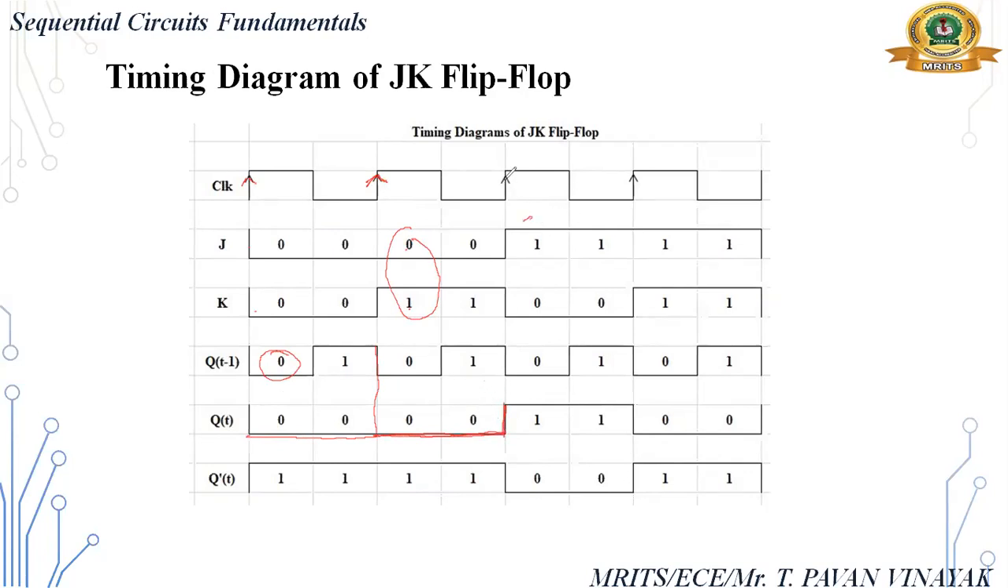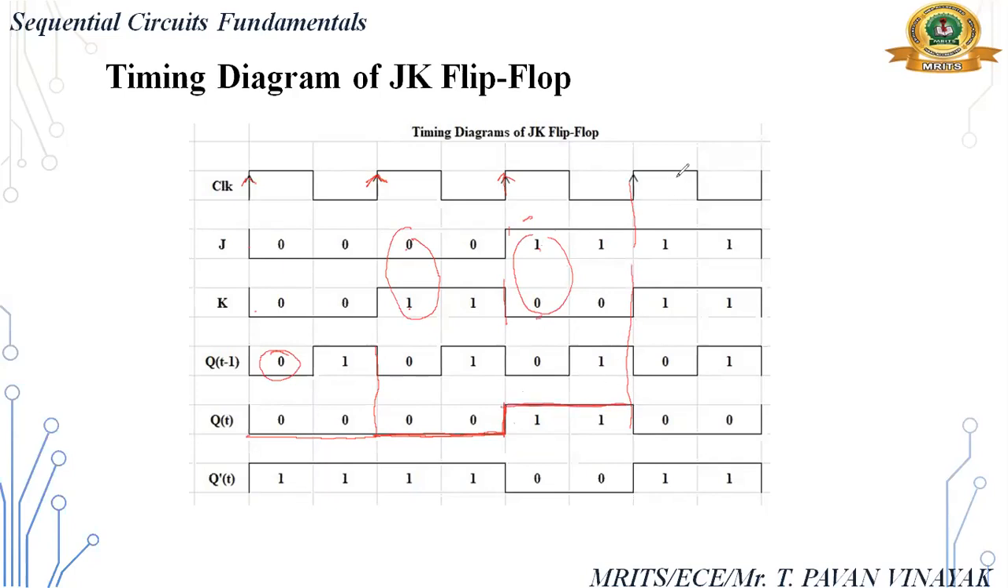Next, again the clock pulse is activated. 1 1, sorry, 1 0. 1 0 means it is the set state. So the output will be 1 until the next clock pulse arrives. So it is 1.